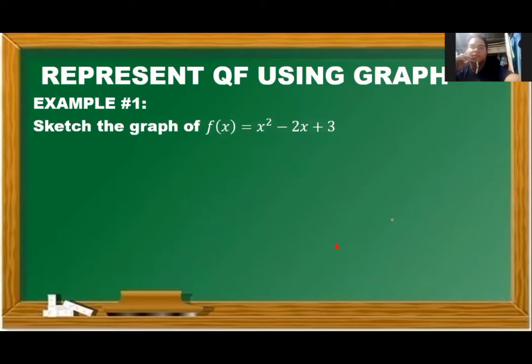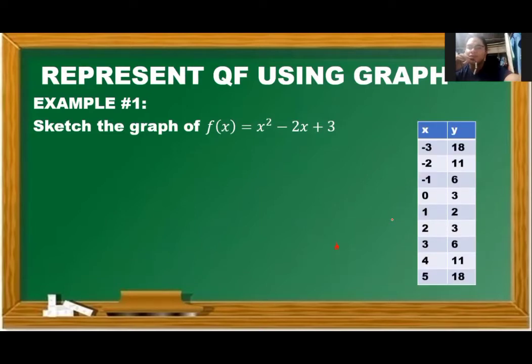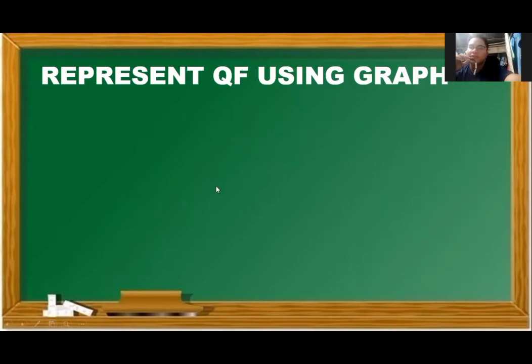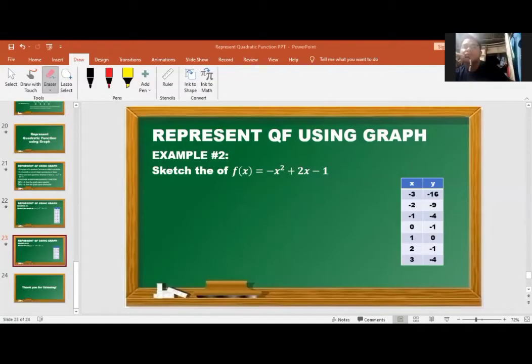Okay, example number 1. We are asked to sketch the graph of the function f of x equals x squared minus 2x plus 3. First, we need to get the table of values. So x is negative 3, negative 2, negative 1, 0, 1, 2, 3, 4, 5. If we want to get the value of y, we follow the steps from the previous topic, which is substituting the x into the function. So we get 18 and 11. Okay, we will now sketch the graph.